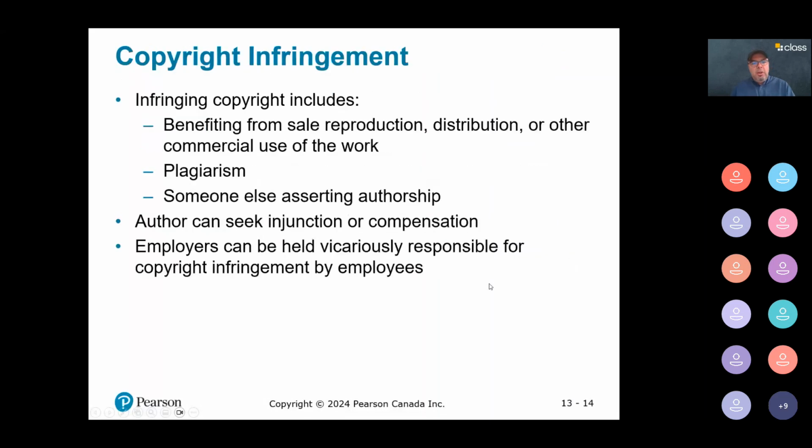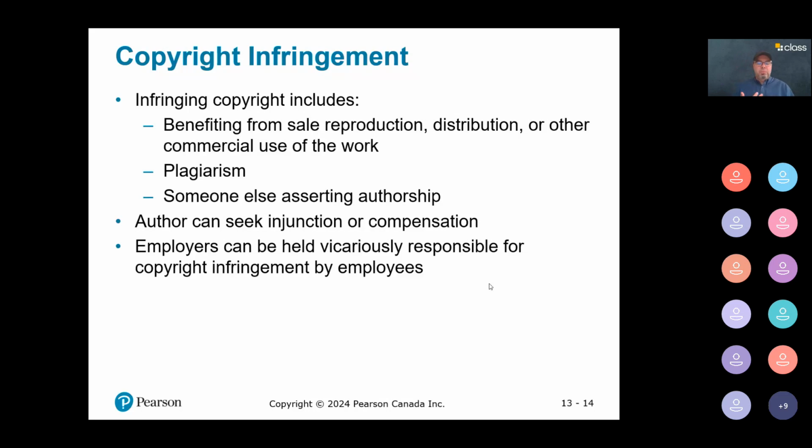Now, what is a violation? What is an infringement of copyright? Well, an infringement of copyright will be if the person benefits from the sale, from the distribution, or any other commercial use of the original content, or of a reproduction of that original content. So if you benefit from a picture I have taken, I took the picture, it is mine, it belongs to me. So if you sell it, if you use it in your merchandise, if you use it in an ad, promotion, etc., it is a violation. It is an infringement.